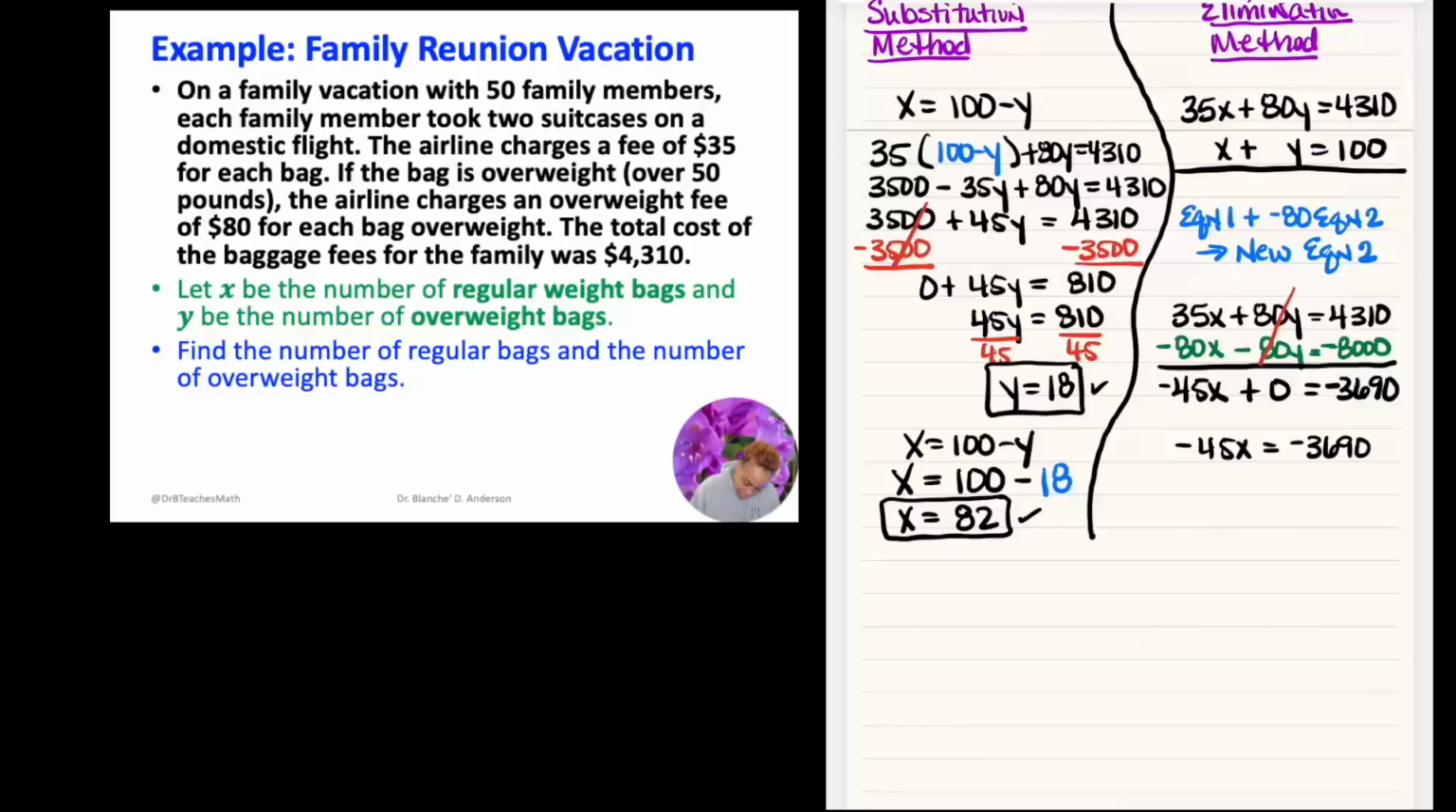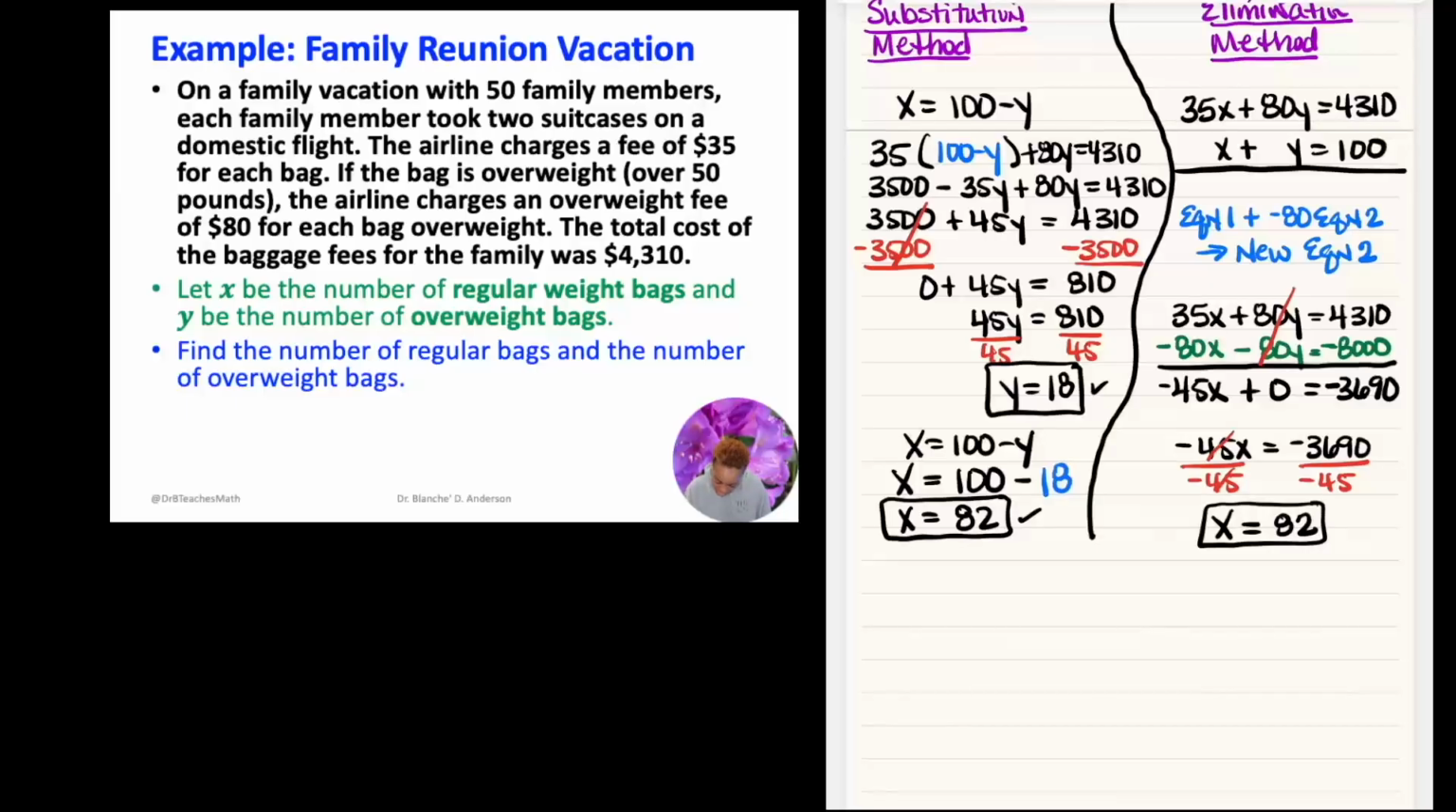That flipped it, didn't it? No, it didn't. It's fine. X's and Y's. Okay, thought I flipped my X. Minus 45, minus 45. That becomes 1, right? So then you're left with x is equal to 82.